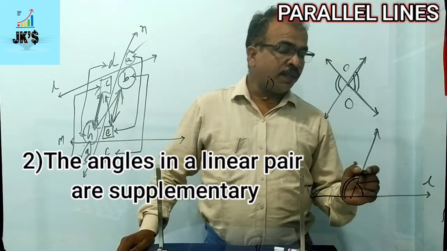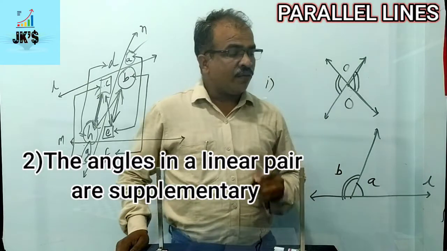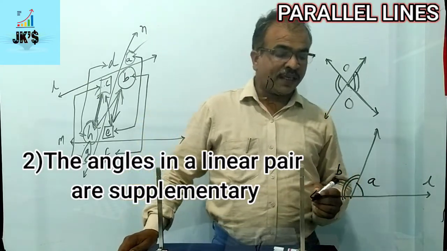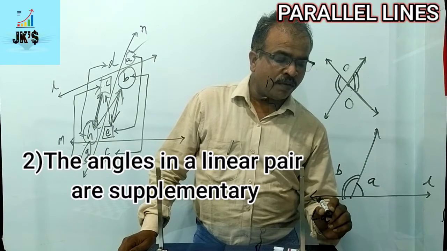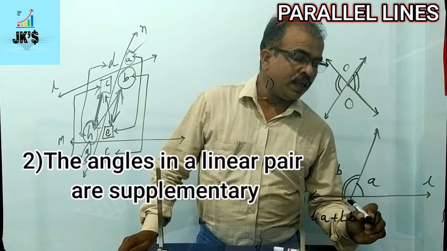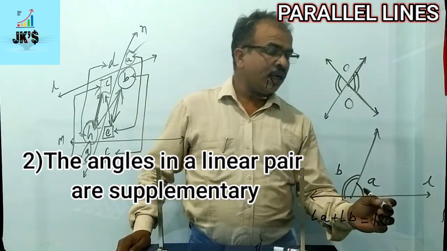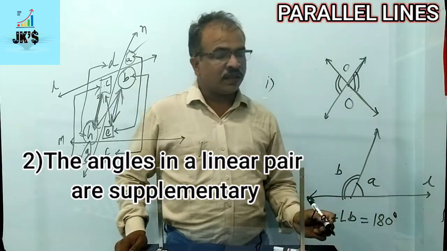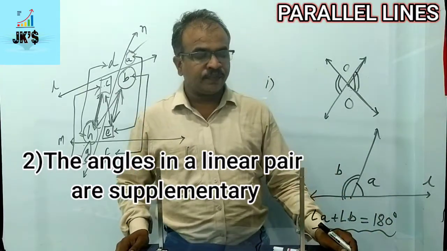Suppose this is angle A and this is angle B. They are supplementary if the measurement of angle A plus angle B is 180. The angles in a linear pair are supplementary, meaning the sum of these two angles is 180.